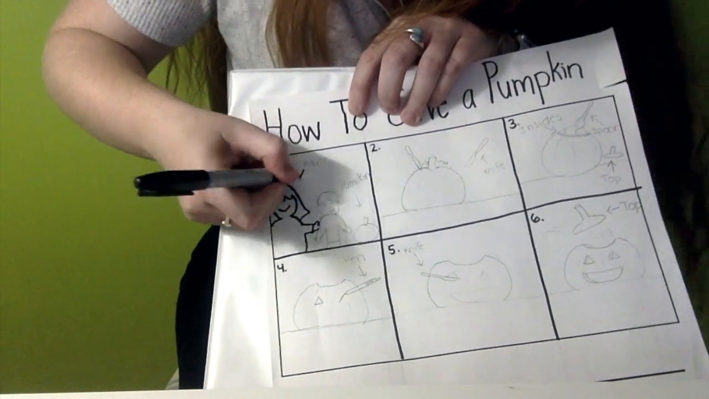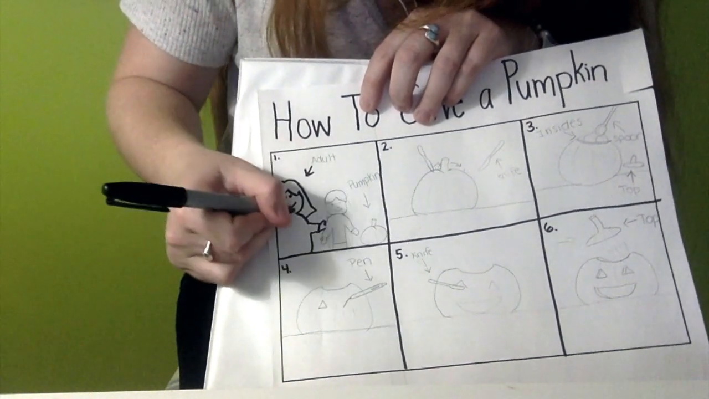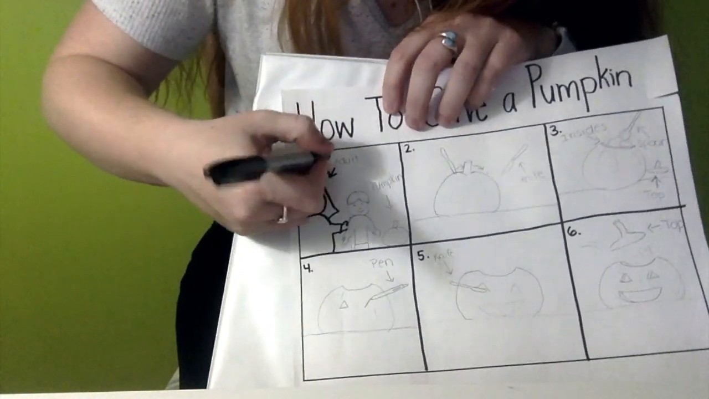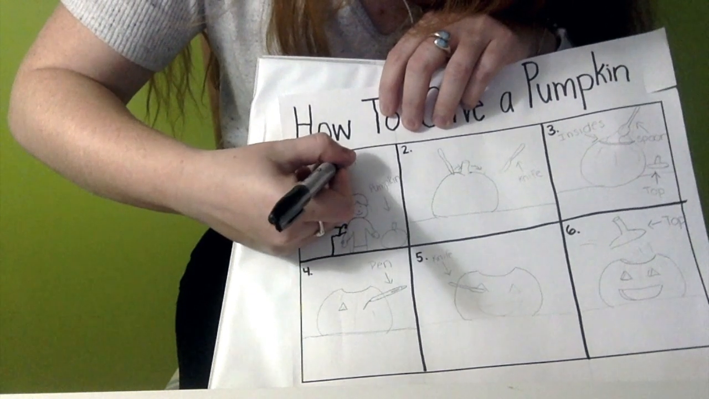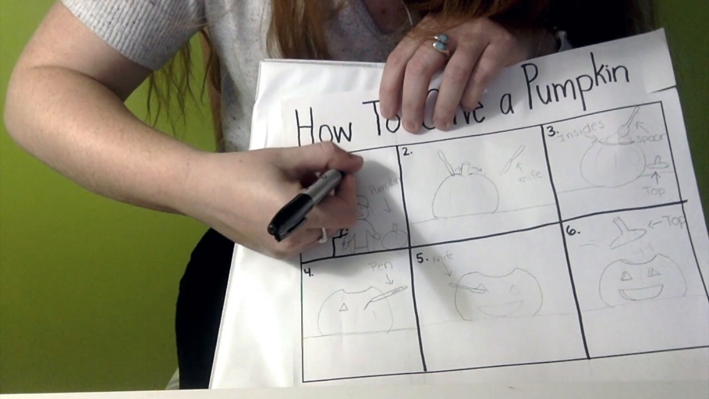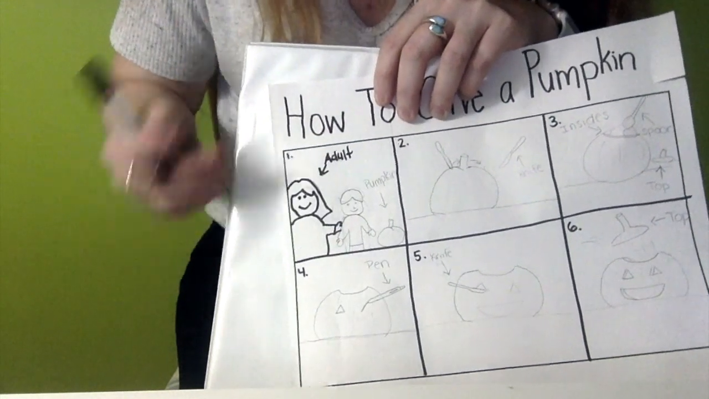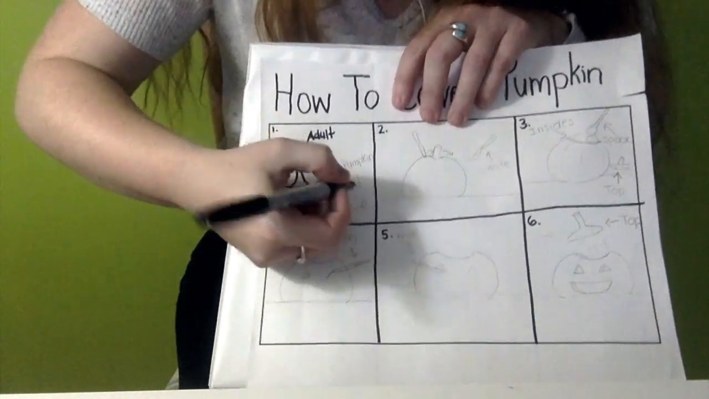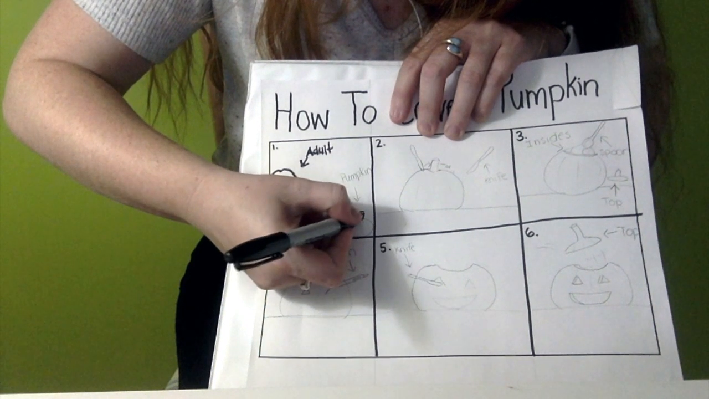And then I give labels that are important for the step. Like step 1, it's really important to label the adult because this step is all about needing an adult while you're doing this activity of carving a pumpkin. Adult. I really think it's important to label the pumpkin too, so I'm going to go ahead and do that.